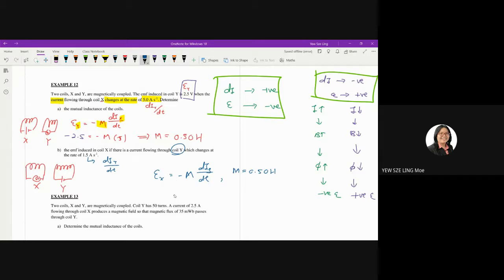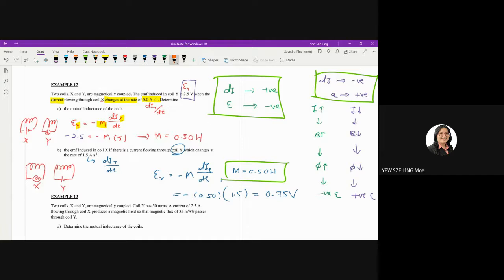So EMF_X is then equal to negative 0.50, the rate is 1.5. Therefore, EMF_X is equal to 0.75 volt. So the crucial part in question B is you need to know M is equal to 0.50. Why? Because you are not changing the physical structure of both coils. The only thing you change is the position of the galvanometer and the power supply. The rest remain the same. Therefore, mutual inductance remains the same.